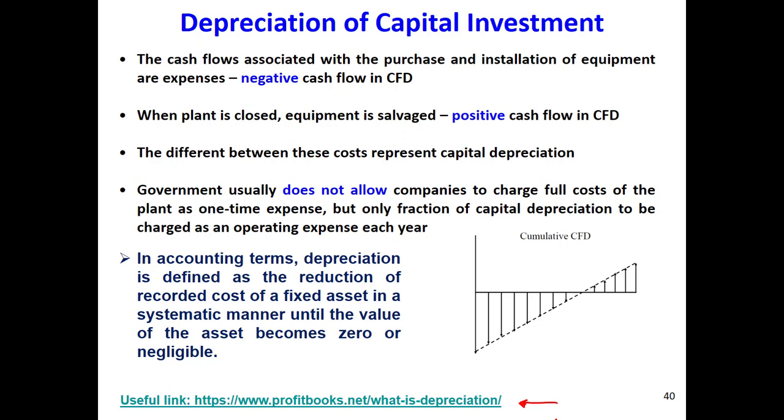Depreciation of capital cost. When you buy equipment, you buy cars, you buy trucks, this equipment gets old and loses its value. So at the beginning you have some investment, you buy all this equipment, and during the years they lose their value. That, in general, is the depreciation of capital investment.